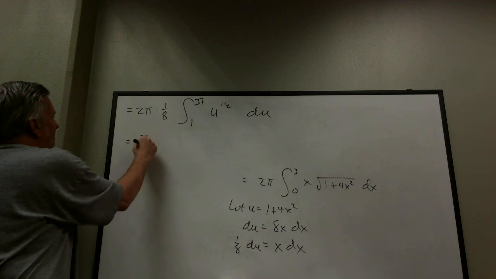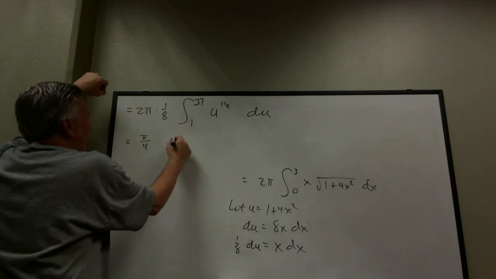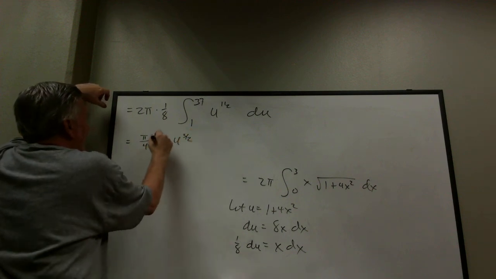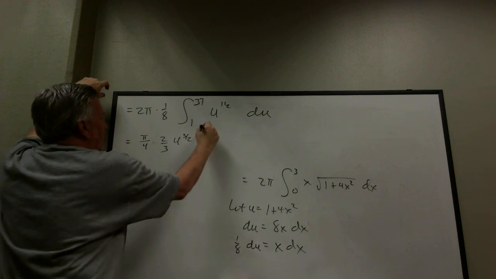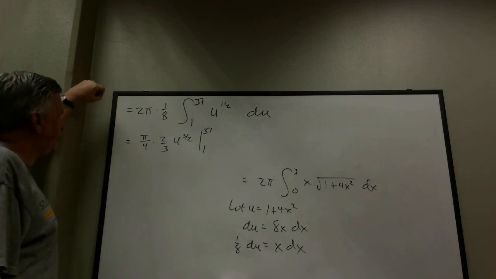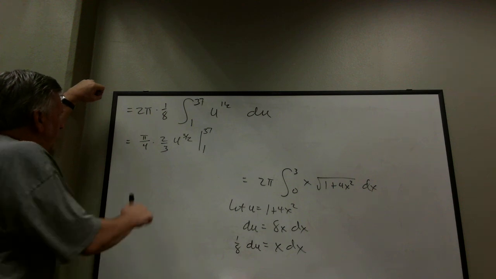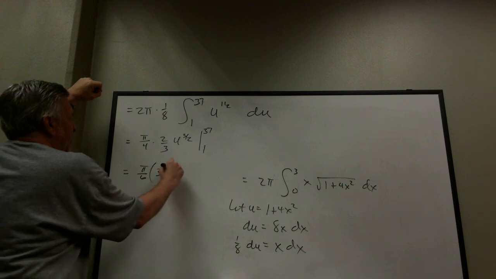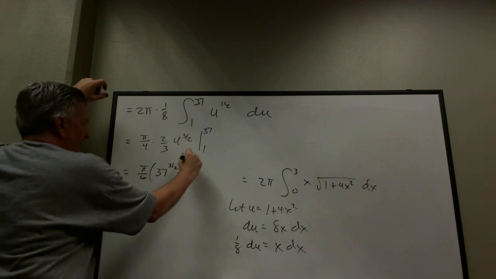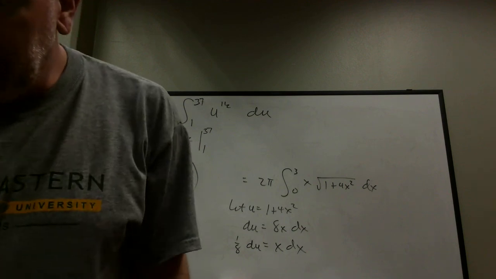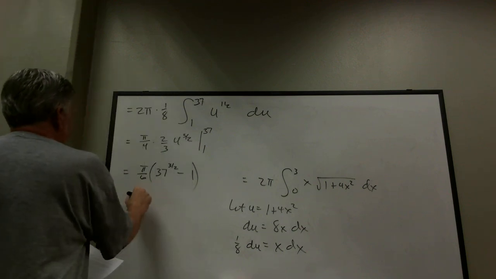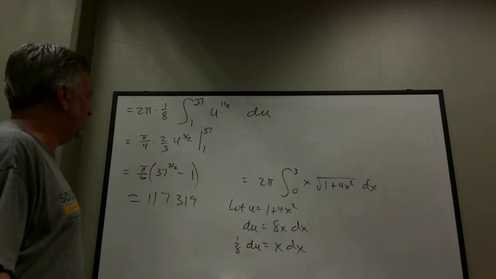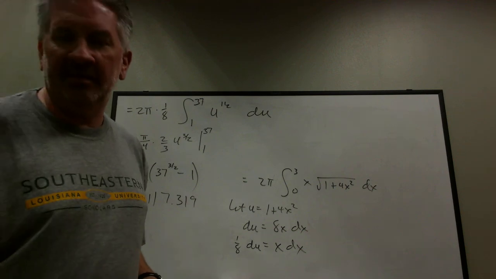2 pi times 1/8, that's pi over 4. And the integral of u to the 1/2, God, how many times are we going to do that? That's u to the 3 halves over 3 halves, which is times 2/3. We're going from 1 to 37. So this is just pi over 6 times 37 to the 3 halves minus 1 to the 3 halves, which is 1. And if you want an approximation, that's about 117.31. Okay, so that's section 7.4.